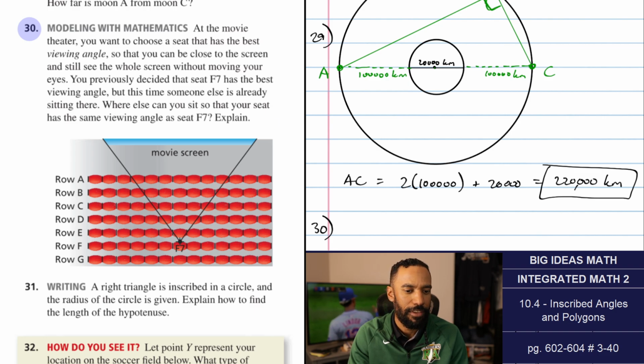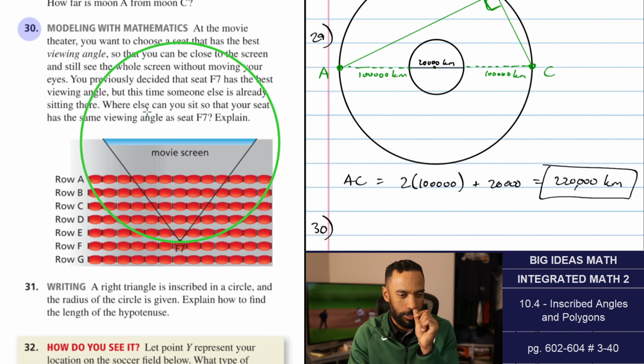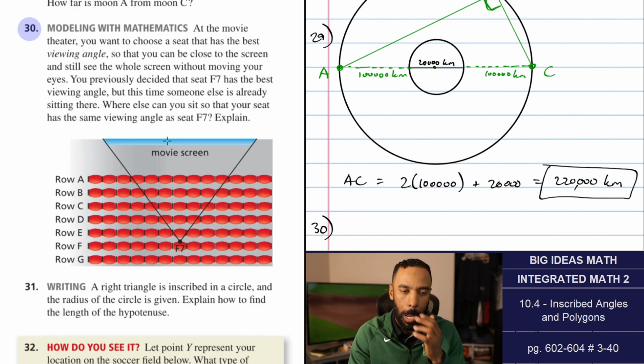What you want to do is, F7 basically wants to be somewhere on a circle. You want the movie screen to represent a diameter of your circle. So notice where I'm putting my mouse right here. I'm going to extend this outward like this. And notice this circle. I'm going to place the edge of the circle on F7. Whoops, that's not the diameter.